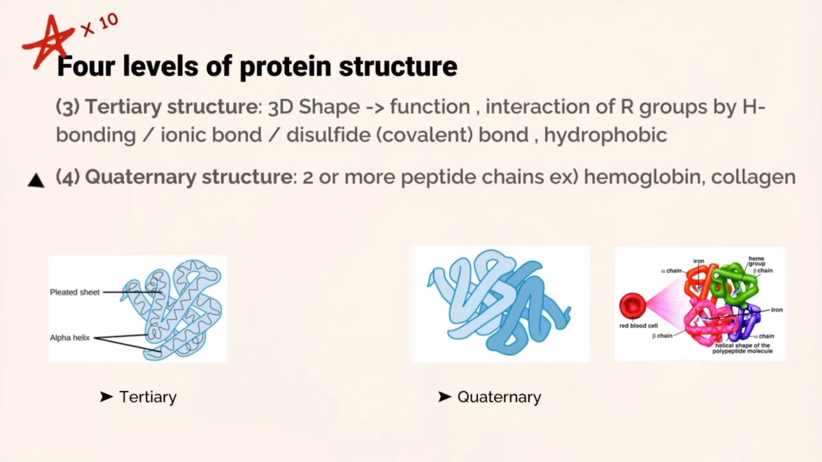So the difference between tertiary and quaternary is that tertiary structure functions alone, so it is a single unit that functions. However, quaternary structure is a group that functions together. A great example of quaternary structure would be hemoglobin. It has 4 peptide chains as shown in the picture on the right. Finally done with 4 levels of protein structure.